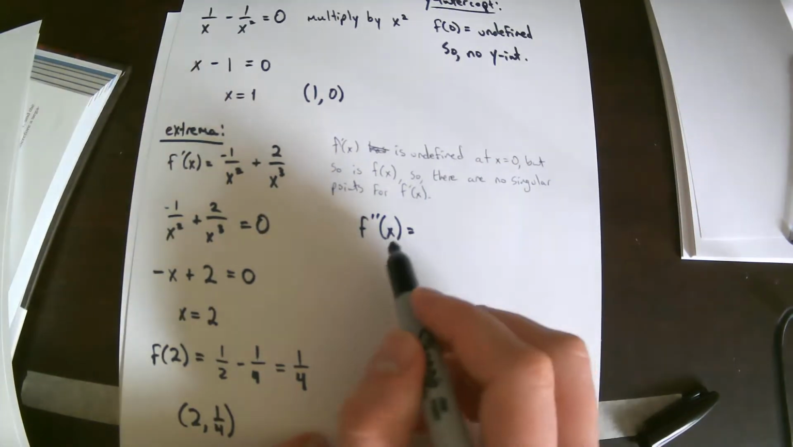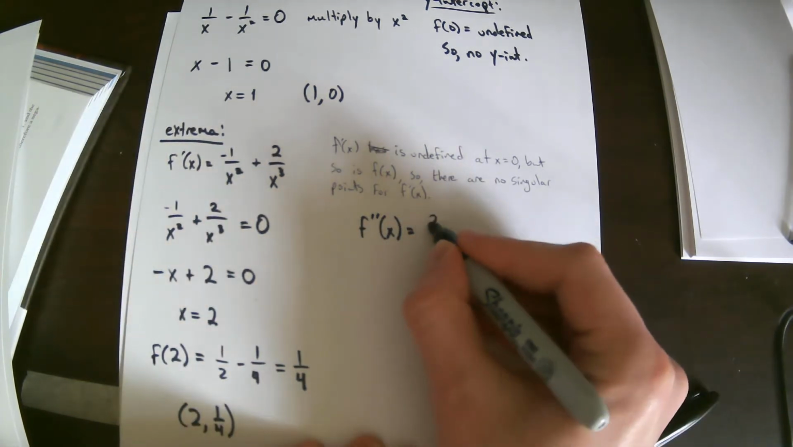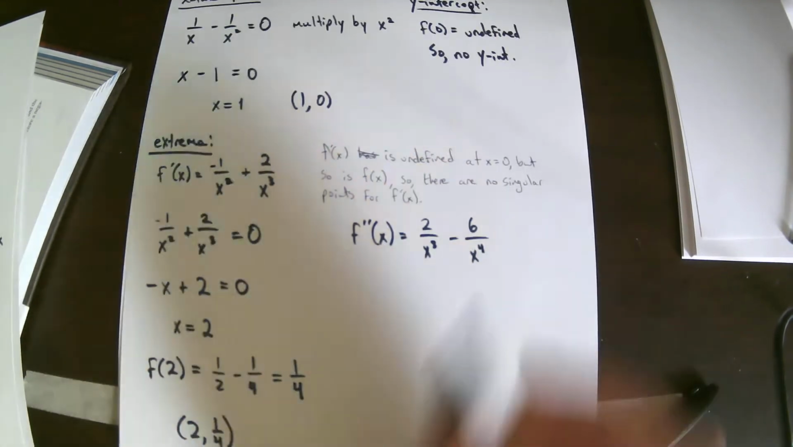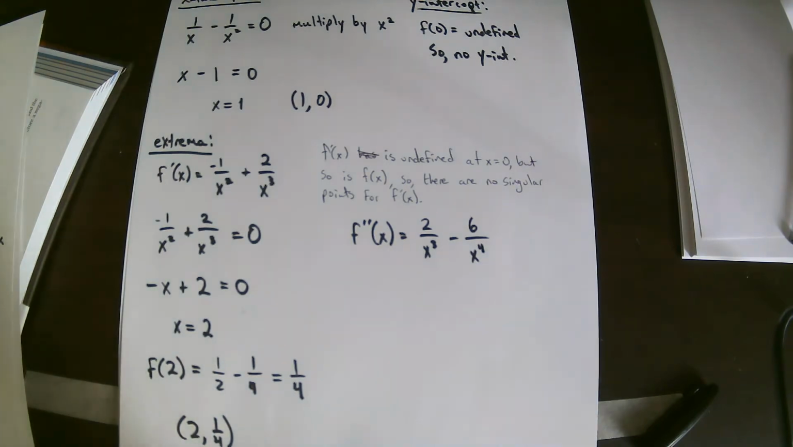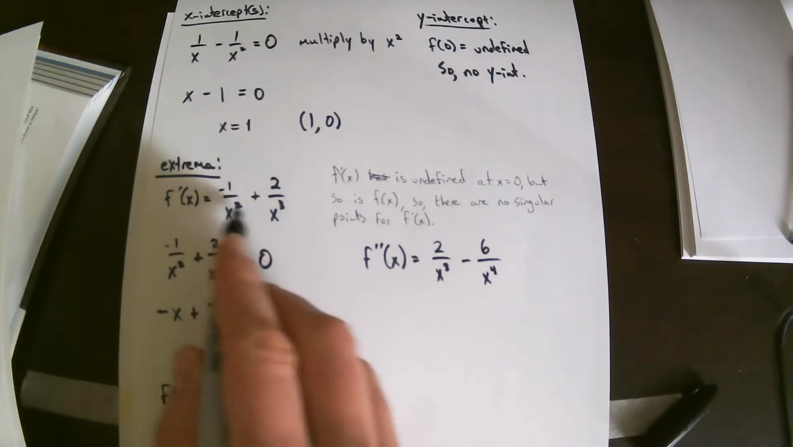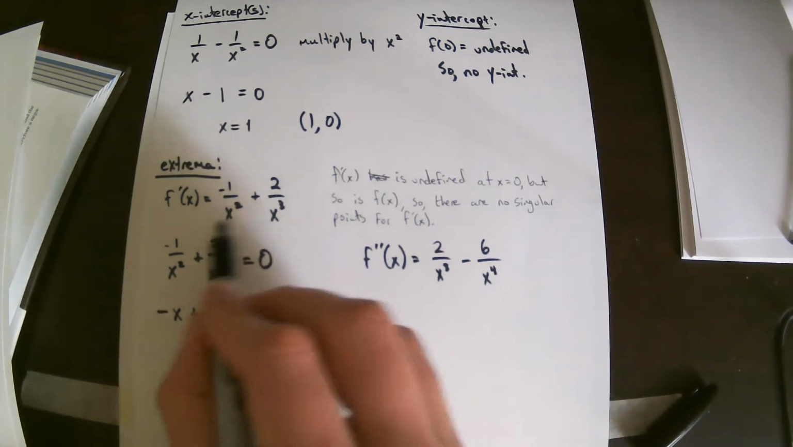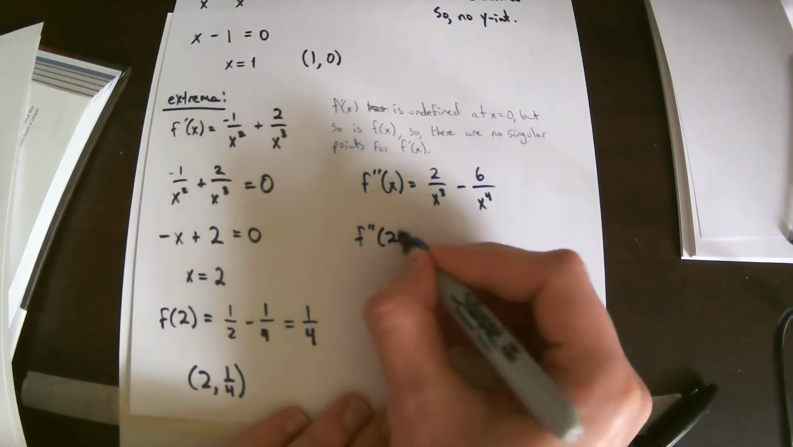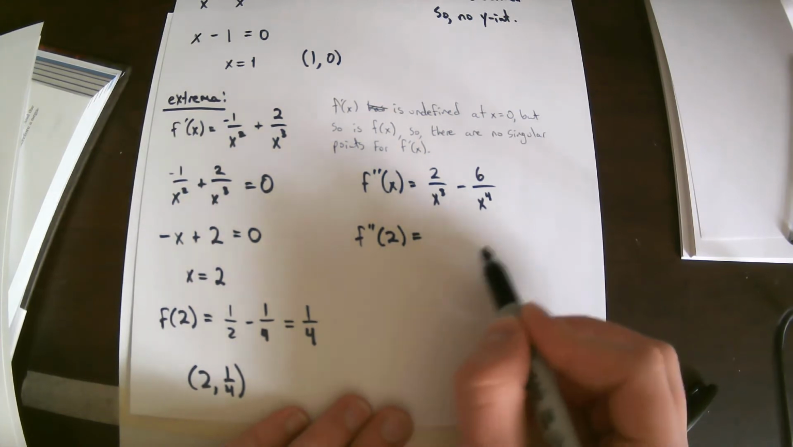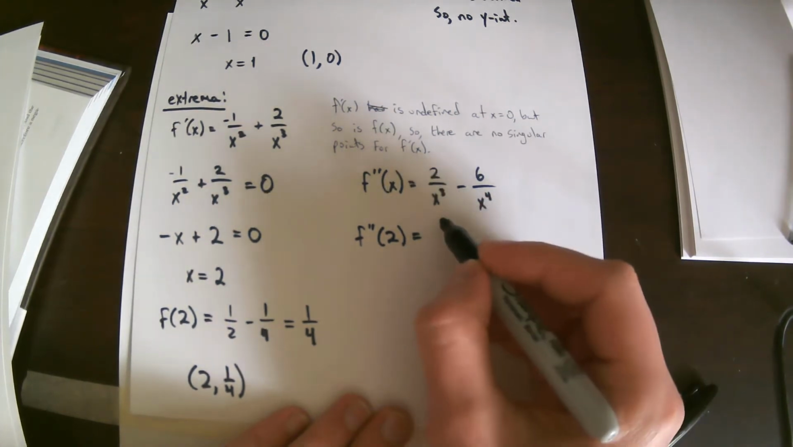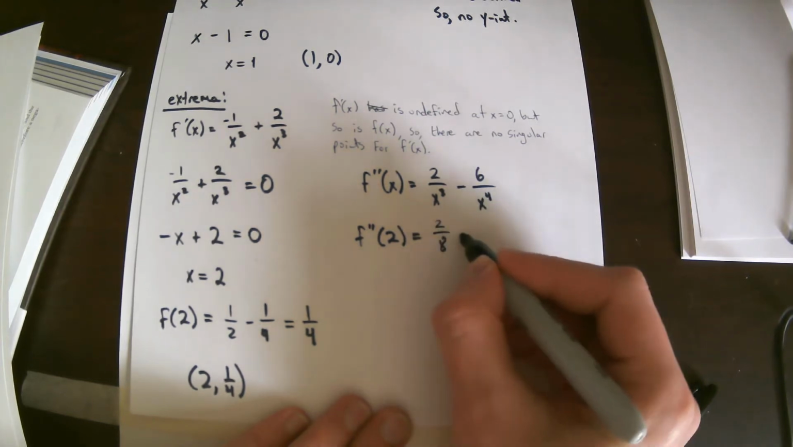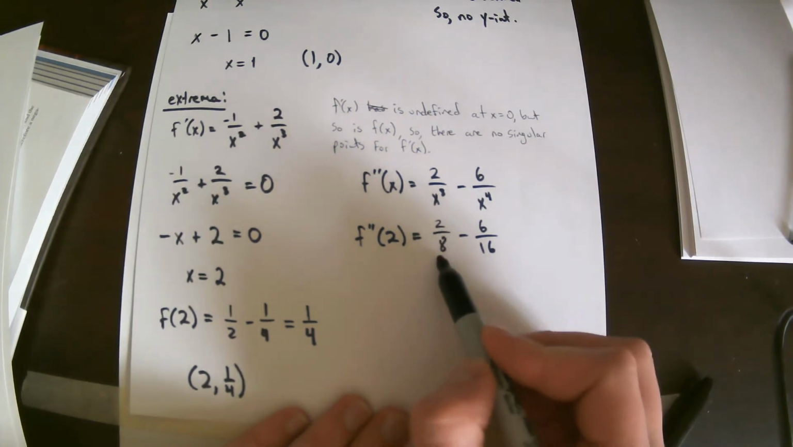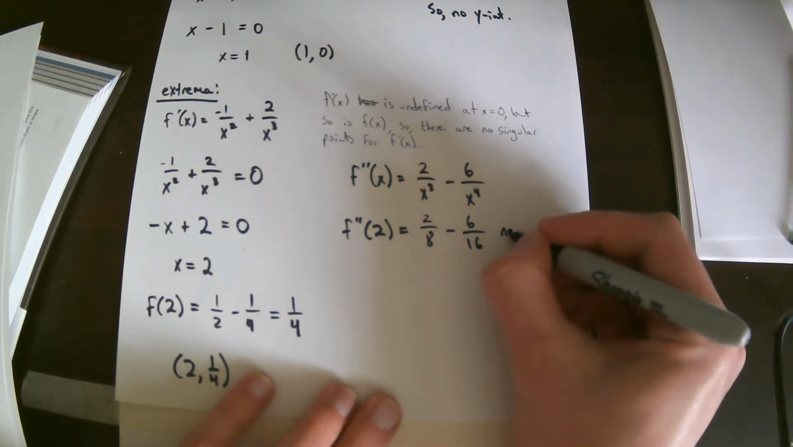Alright, so I'm going to get the second derivative now, and that's going to be 2 over x cubed minus 6 over x to the 4th. So again, running the power rule with these two rational functions. And now I'm going to plug in 2 and see if this yields a positive or a negative. So I'll have 2 over 8 minus 6 over 16. Let's see, that's 4 over 16 minus 6 over 16. This is going to end up being negative.